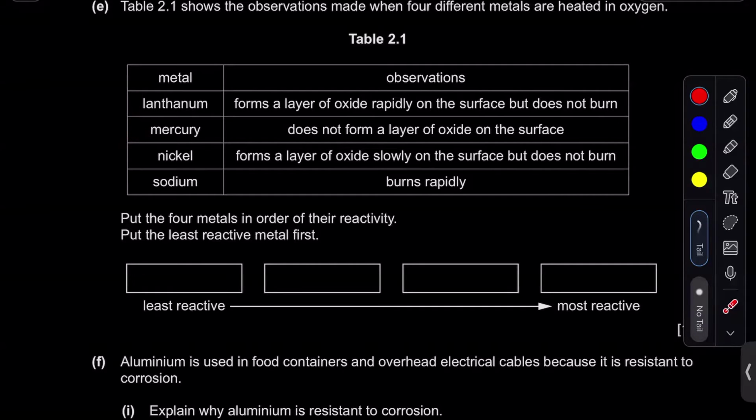And lastly, sodium burns rapidly. ये सबसे ज़्यादा इनमें से reactive है, हमें यहाँ पे पता लग रहा है. So rate of reaction can be a good indication of what's more reactive, what's less reactive, and we can put them in an order that way. So clearly, mercury is the least reactive, sodium is the most reactive, then we have lanthanum, and then we have nickel. So I think this is a good order.